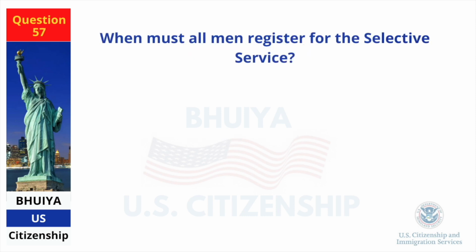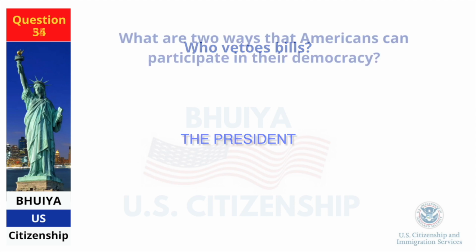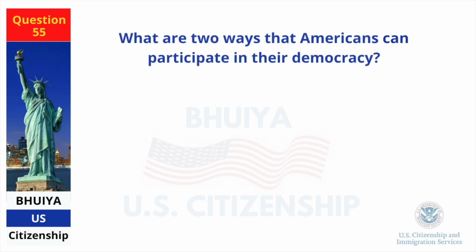When must all men register for the Selective Service? At age 18. Who vetoes bills? The President. What are two ways that Americans can participate in their democracy? Vote, join a political party.